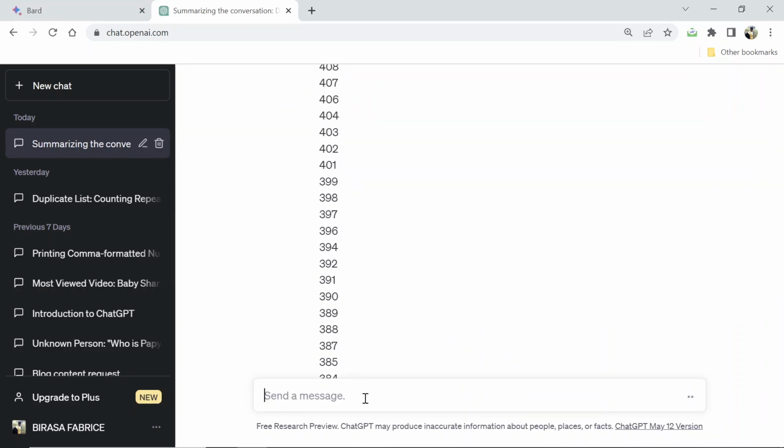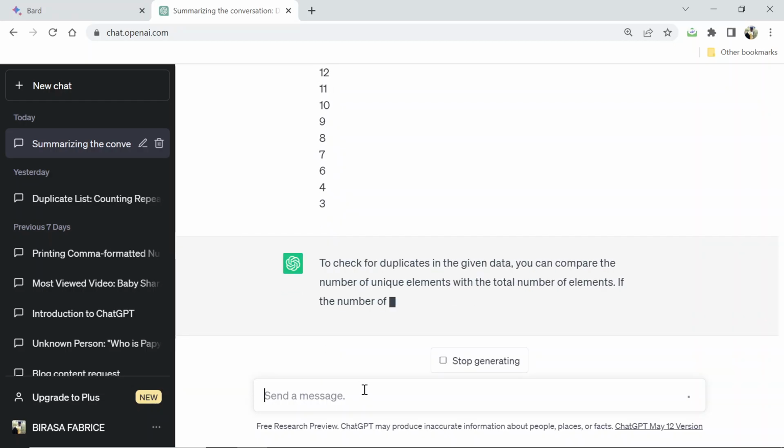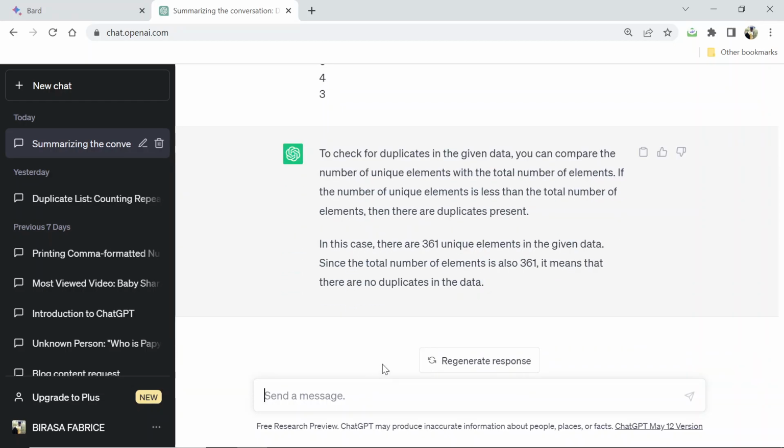Let me check. To check for duplicates in the given data, you can compare the number of unique elements with the total number of elements. In this case, there are 3 unique elements in the given data. Since the total number of elements is 3, it means that there are no duplicates.